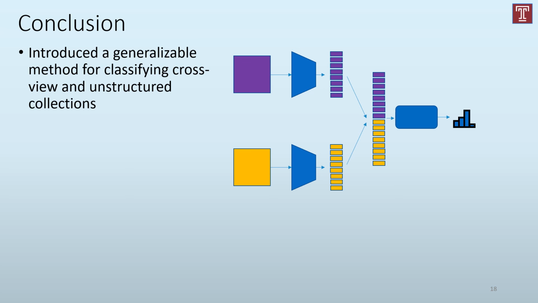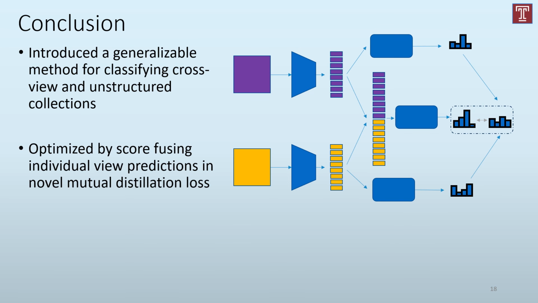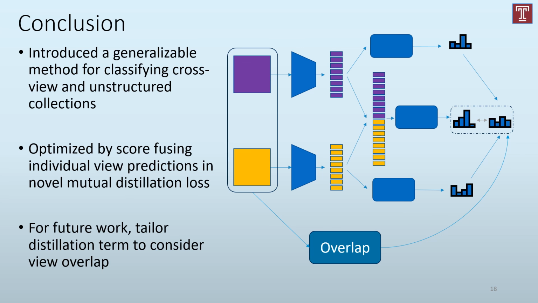So, to conclude, we introduced a generalizable method called multiview hybrid for classifying cross-view and unstructured collections that outperforms existing approaches on tasks using either collection type. Our method is trained using a novel mutual distillation loss that incorporates score fusion of the individual predictions, which greatly boosts the model's overall performance. For future work, we plan on generating a more informative distribution for distillation by fusing the individual view predictions in a manner that considers the total amount of view overlap in the collection.